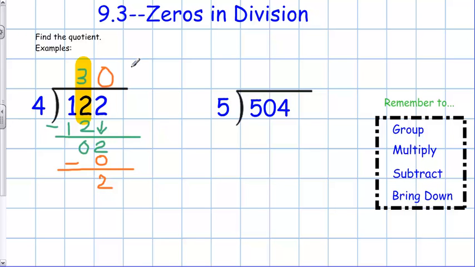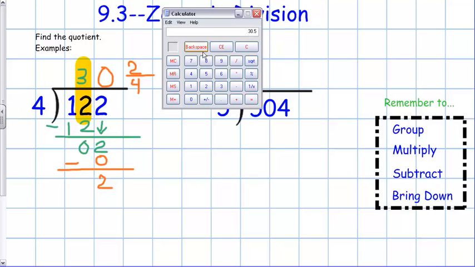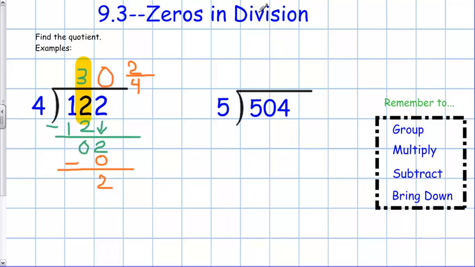When I have 2 left over, I'm going to make it into a fraction. So I'm going to have 2/4 left over. My denominator, or bottom number, is always my divisor. So my final answer is 30 2/4. I can check this by taking 122 divided by 4 into my calculator. I get 30.5, which is what my answer is.